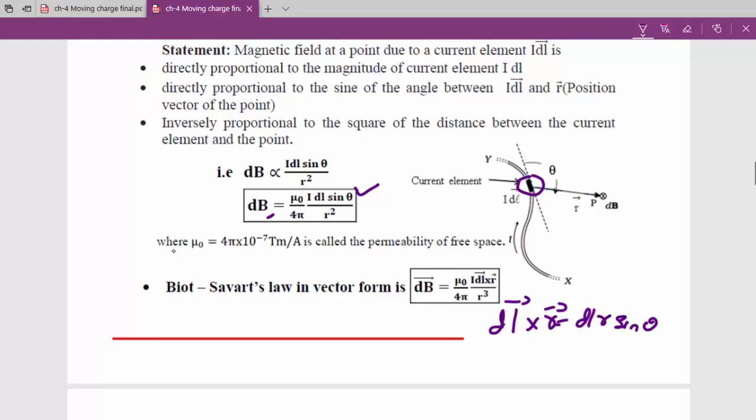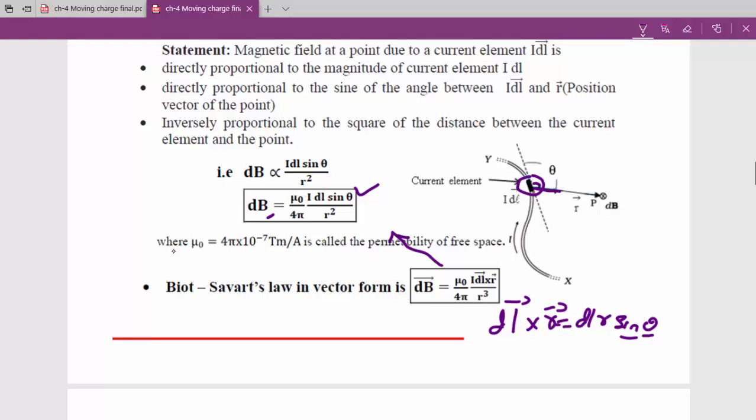So dl r into sine theta, expansion of dl cross r, dl r sine theta. If you substitute here, you will get the above relation, where I is the current in the current element, dl is the length of the current element, r is the distance of the point from the current element, and theta is the angle between the current and the line joining the point and the current element. See here, the angle between these two, this current line segment and this.